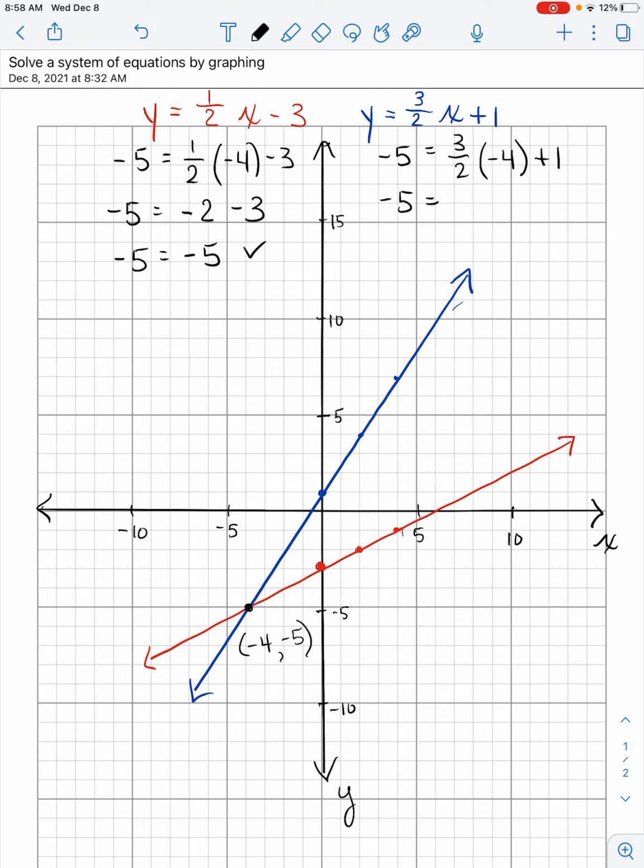Okay, all right, so 3/2 times -4 would be -6, plus 1, and that would also equal negative 5. So as we can see, the graphing of these two lines, which is not difficult when we use slope-intercept, is going to give us a point of intersection. That point of intersection, if we take the coordinates, will make both of these equations true. And that's how we solve systems of equations using graphing.